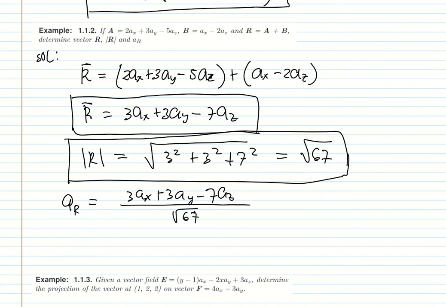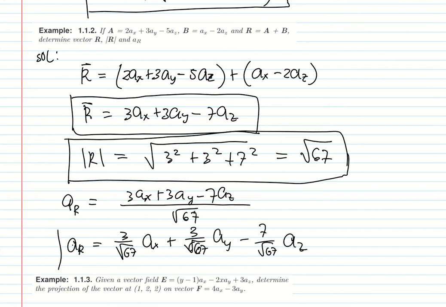And we can distribute the square root of 67, unlike what we did in the previous example. So we can make this one as 3 over square root of 67 ax plus 3 over square root of 67 ay and minus 7 over square root of 67 az. So this is now the unit vector of the vector r.